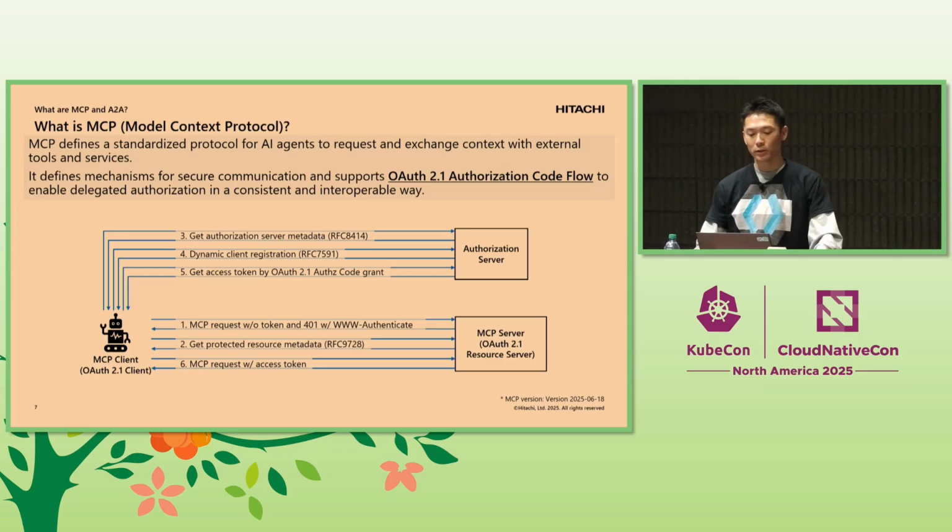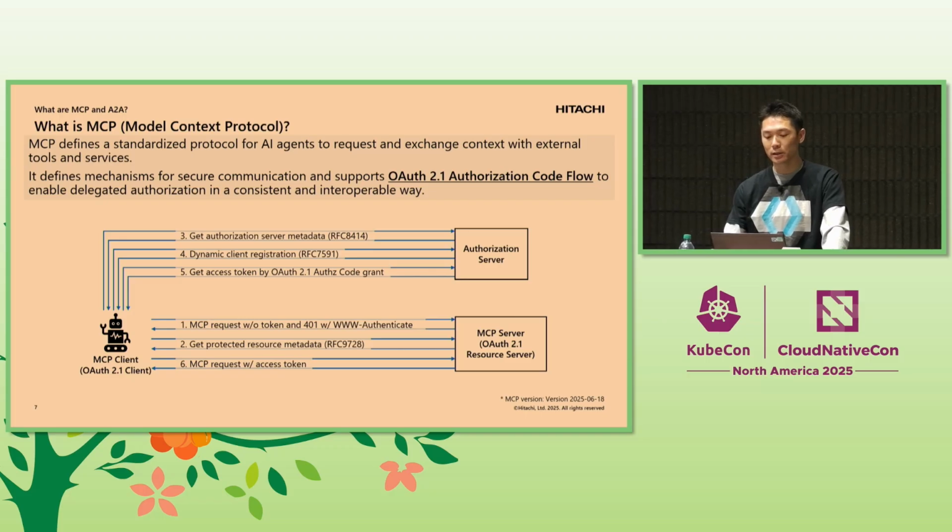MCP is a protocol that standardizes how agents discover resources and exchange context with external tools and services. A key authorization feature of MCP is that it requires agents to use the OAuth 2.1 authorization code flow to obtain an access token for accessing MCP servers. I'll explain the MCP authorization flow in detail.